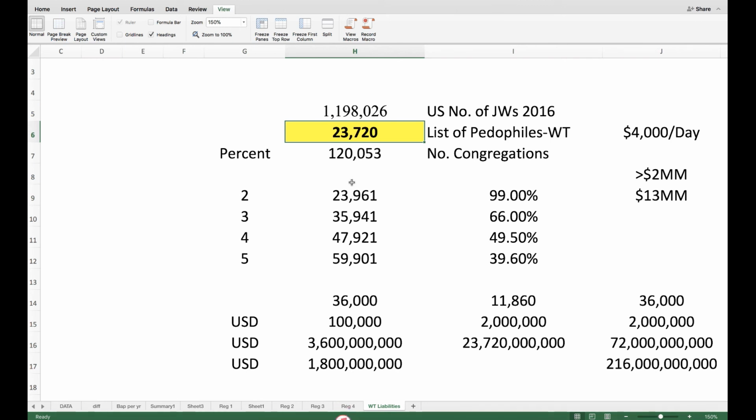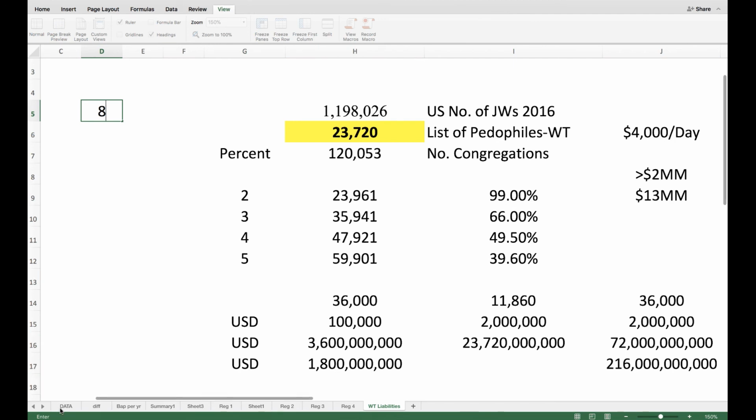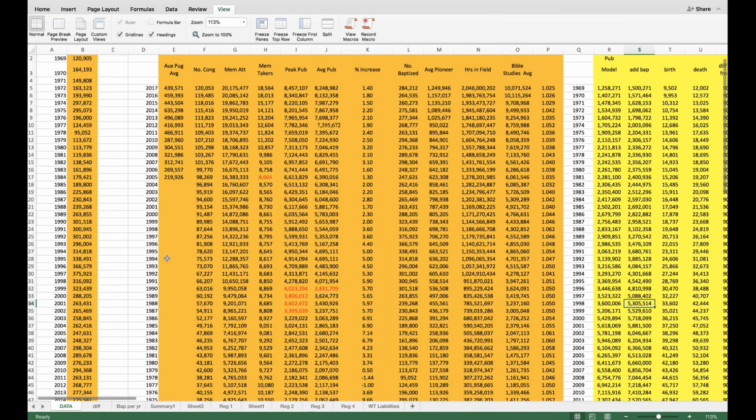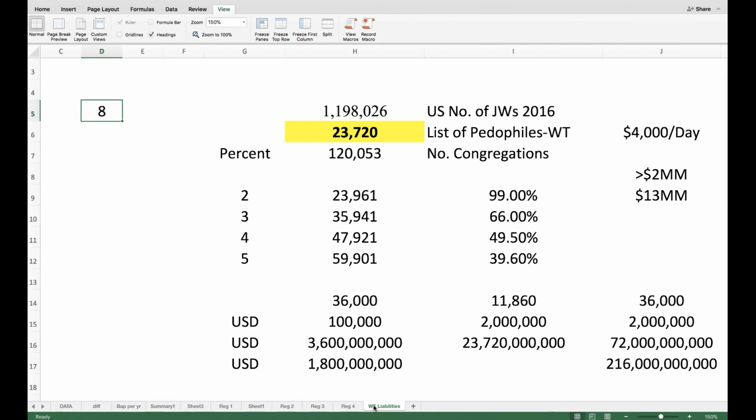And this 23,000, mind you, is just in the U.S. alone. If we take 8 million, what is our number here? 8 million 249,000, okay? 8,249,000, 8 million.